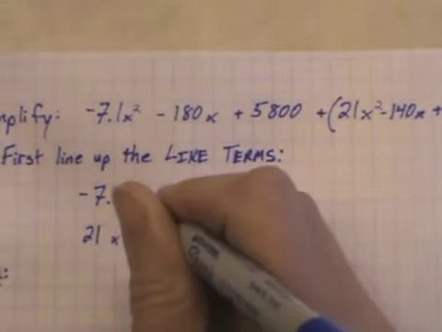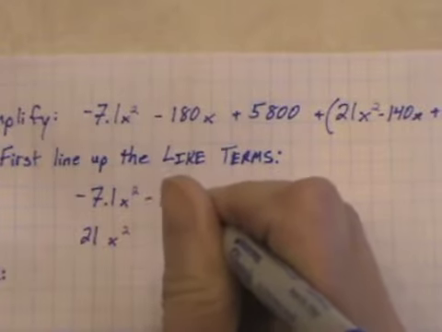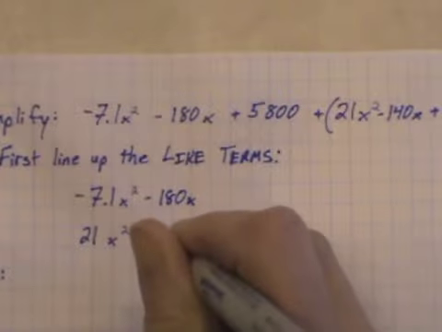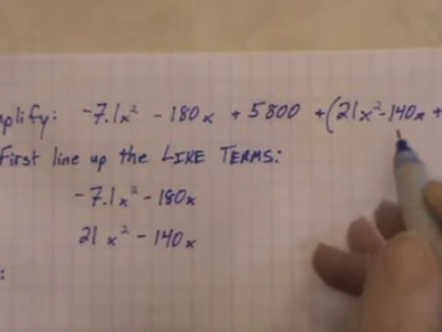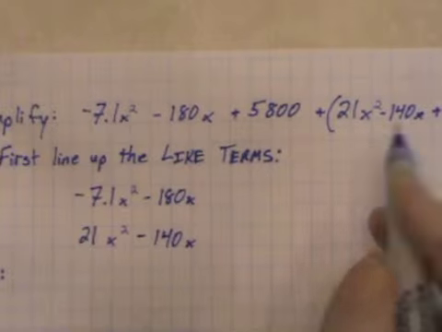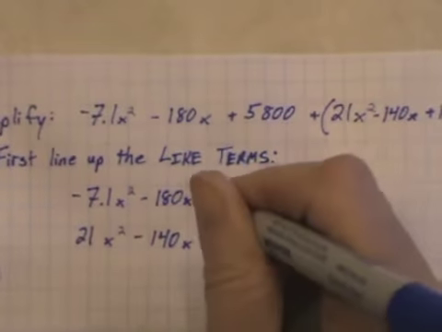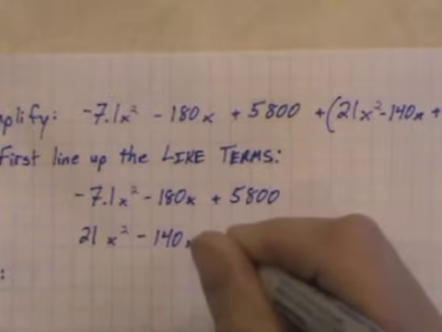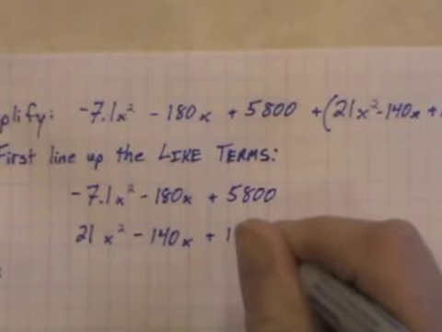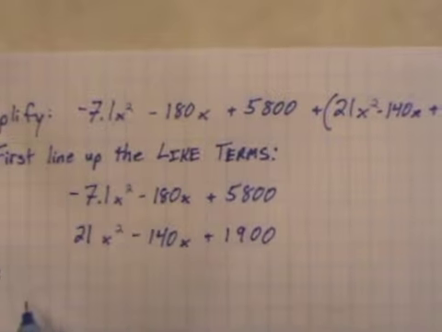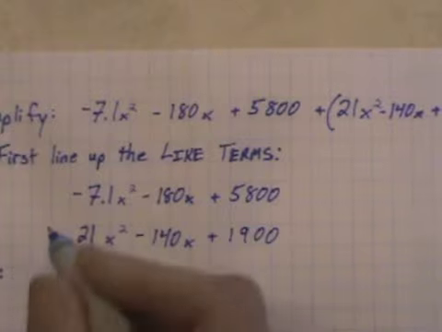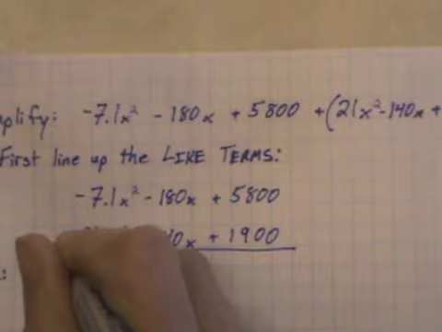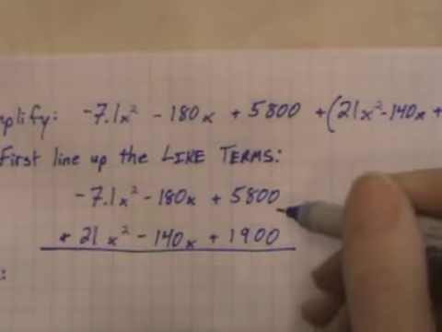This is a negative 180x. That is a negative 140x. And last, the constants, the numbers without variables. Plus 5,800, and right below it, plus 1,900. Then, all I want you to do is add them up. So I'm going to draw a line, put in a plus sign, and here we go.